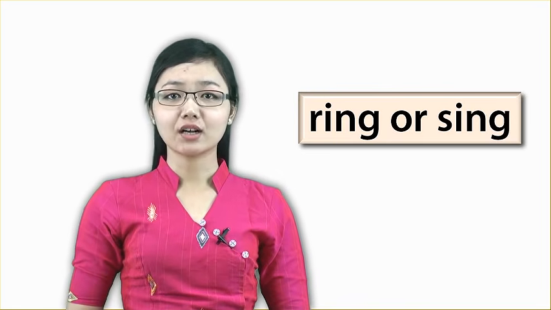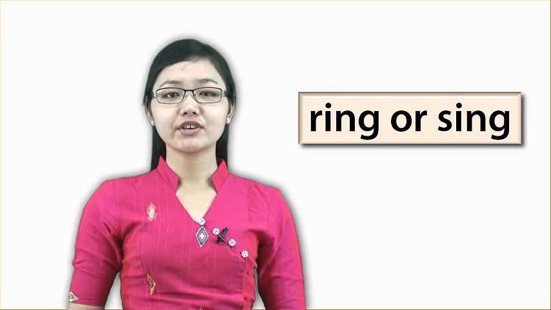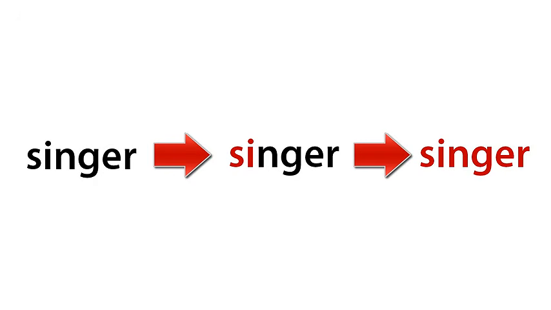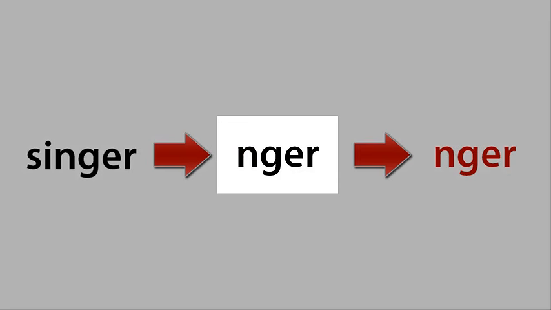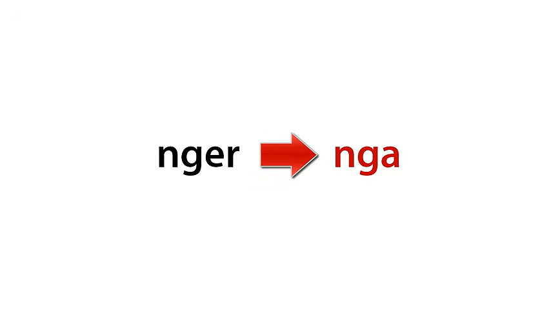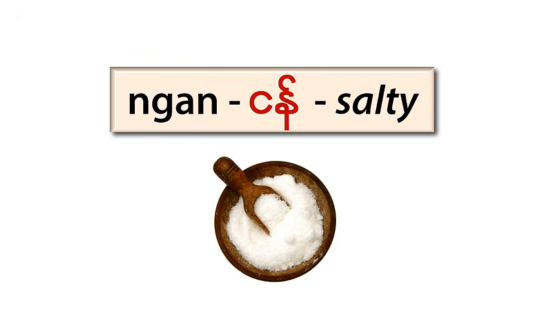like ring or sing. Now here is an exercise for you again. Please first say singer. Singer, and now try to remove the first syllable nga. Nga. There you go. You got the sound of nga. For example, a word using this letter is nga. It means salty.